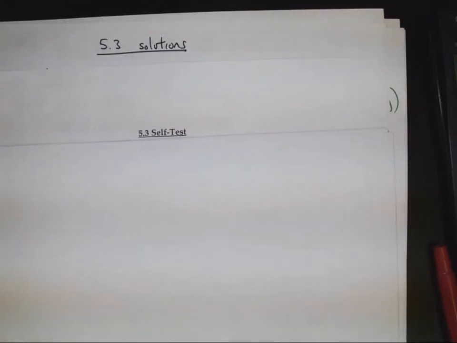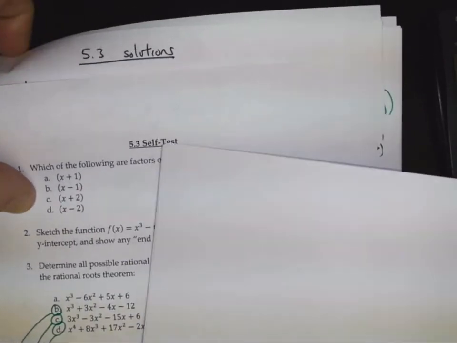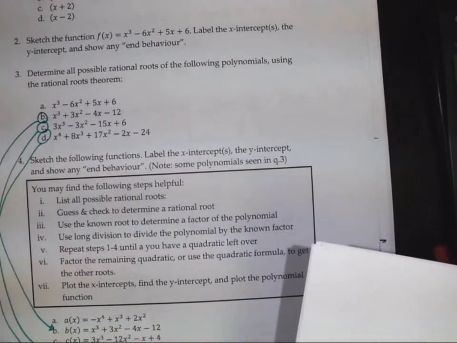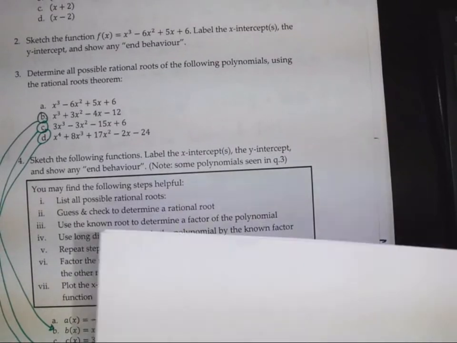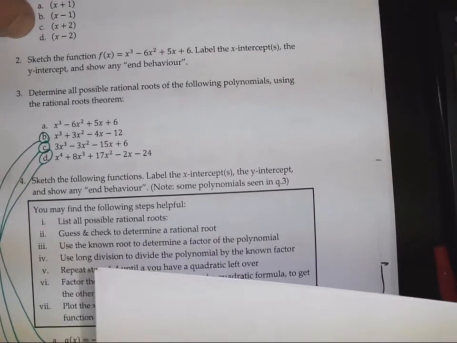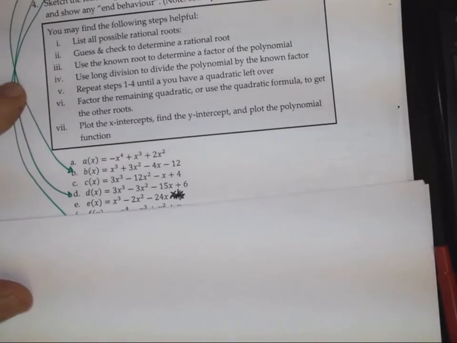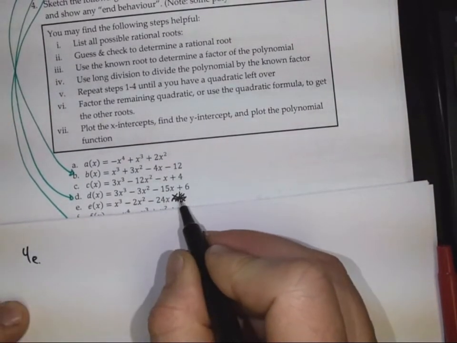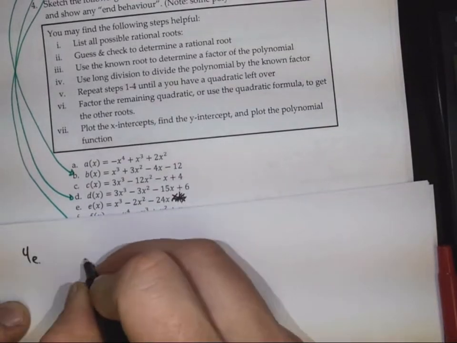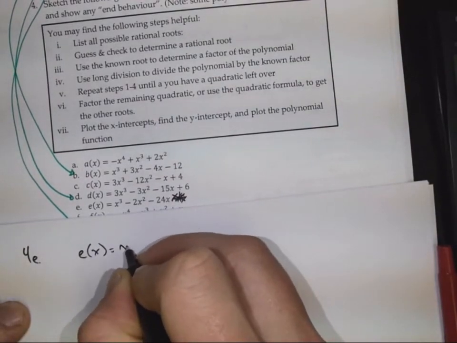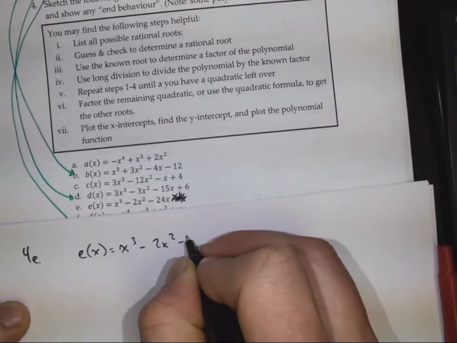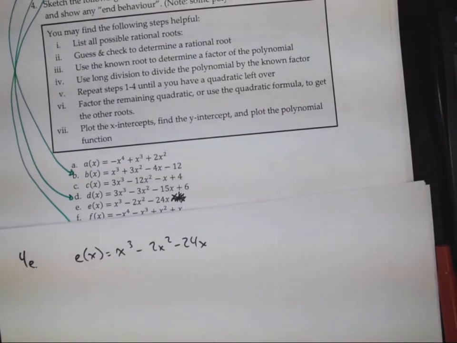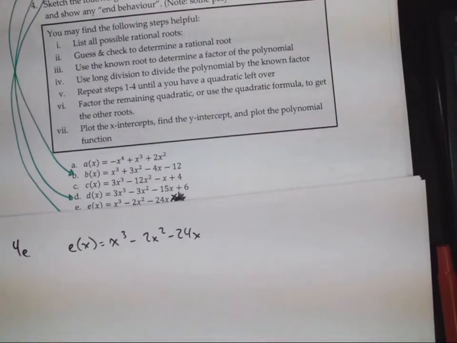In question 4 of our self-test for our 5.3 section, which is about factoring and graphing polynomial functions. So we left off on 4e. Now, 4e had a misprint in it. It was not meant to have this constant term at the end here. It really should have just said e of x is equal to x cubed minus 2x squared minus 24x. And I apologize to you if you spent as much time as I did trying to solve it. That was my bad.